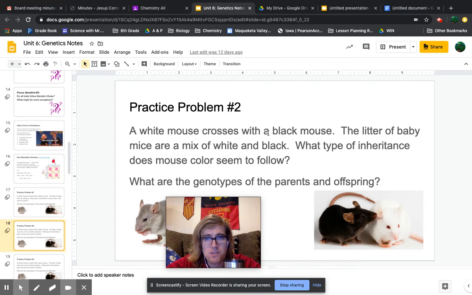A white mouse crosses with a black mouse. The litter of baby mice are a mix of white and black. What type of inheritance does this mouse seem to follow? A mix. All right, if it's a mix, by a mix it means that they're both expressed. In the litter, some are black and white in different spots. Maybe their head's black and their tail's white, but they're all mixed all over the place. So again, if we do our Punnett square, I'm not actually going to draw it this time. They're all showing both traits.